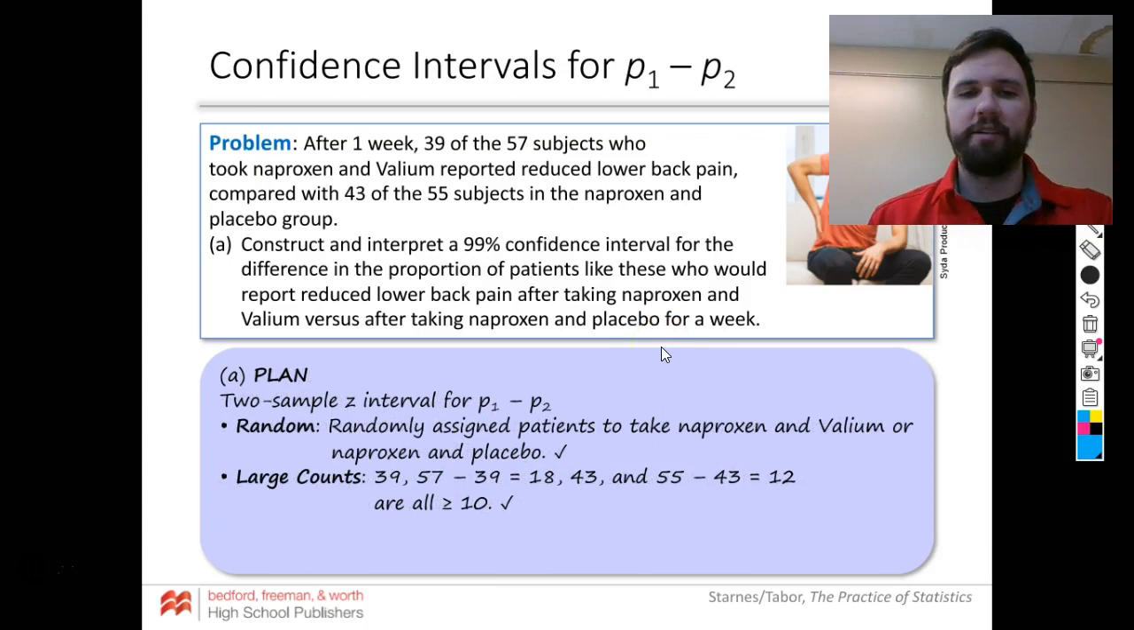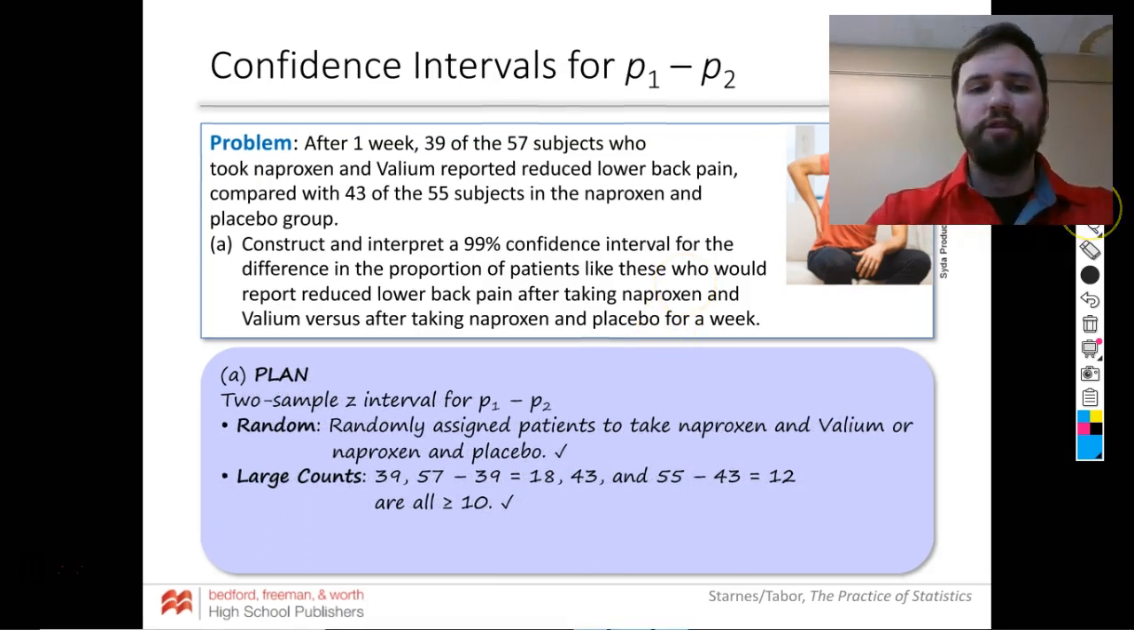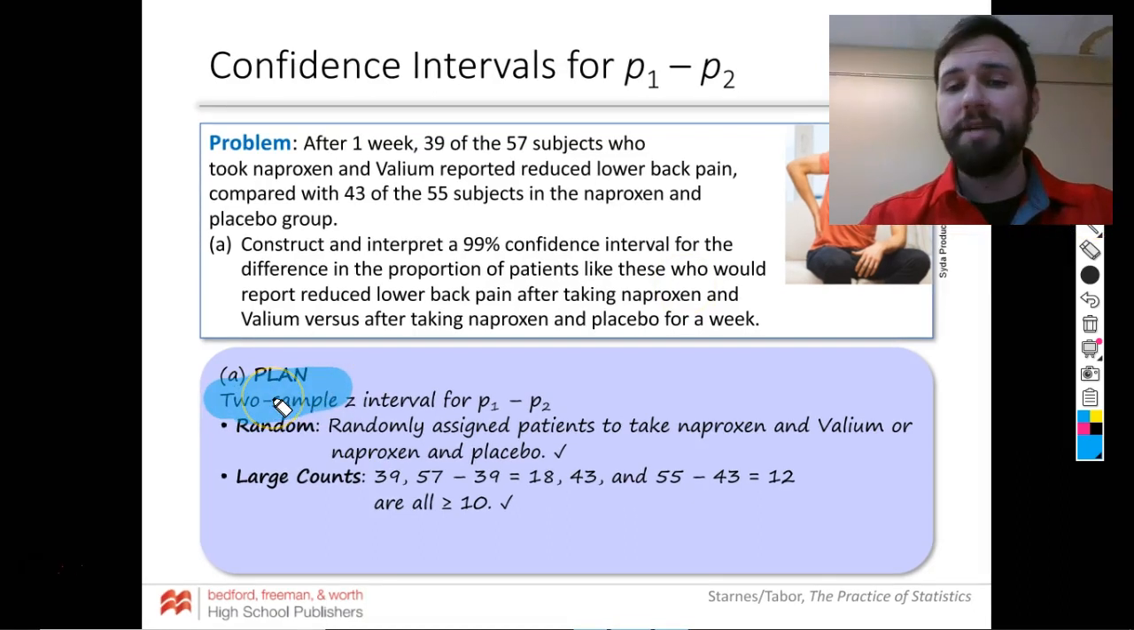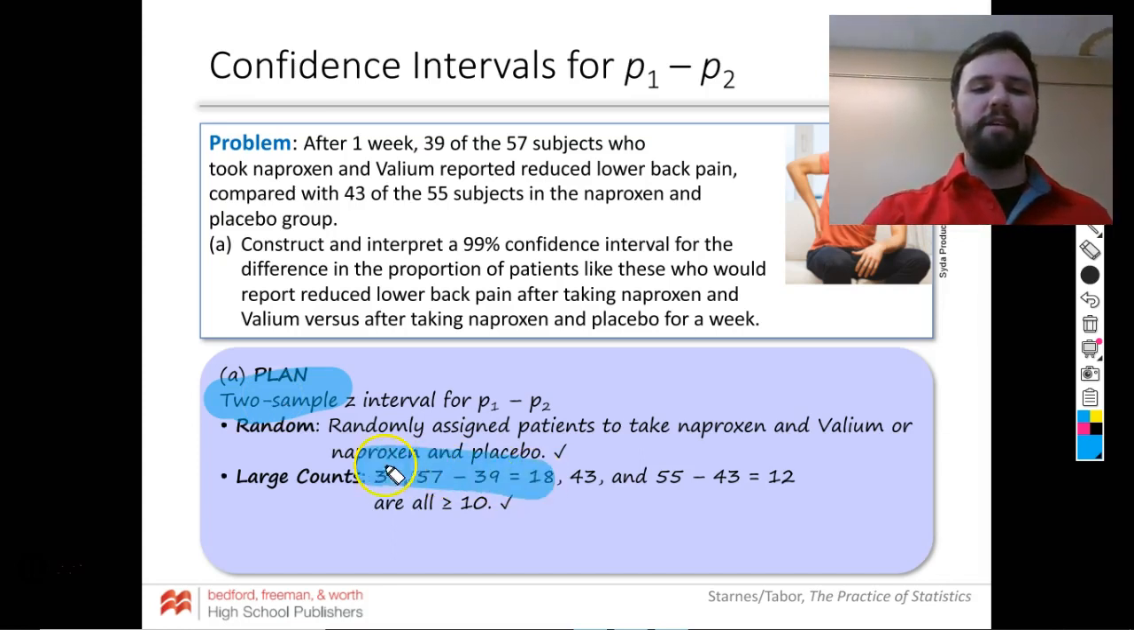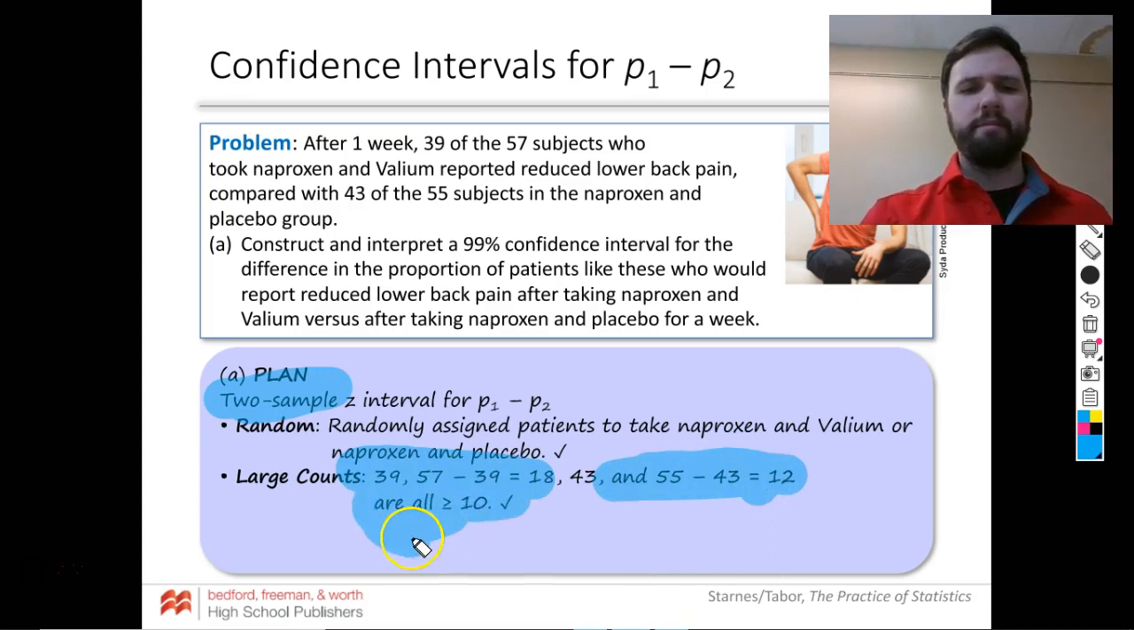Plan, now we're going to check our conditions. This is now a 2-sample test. It's a 2-sample test because we're taking 2 samples. We randomly assigned who got treatment, and large counts is successful as our n times p and our n times 1 minus p are both successful.